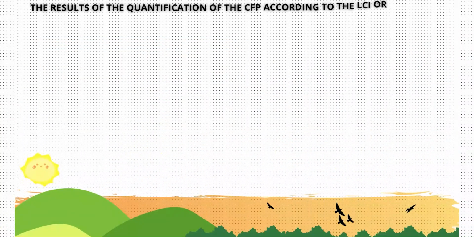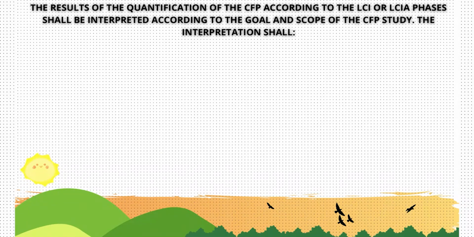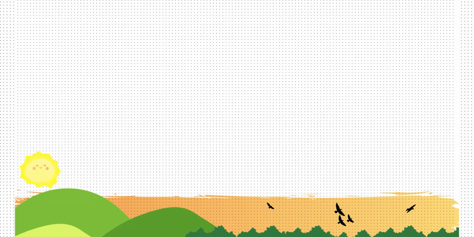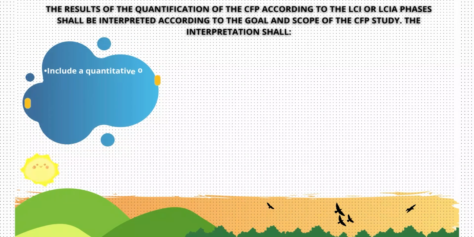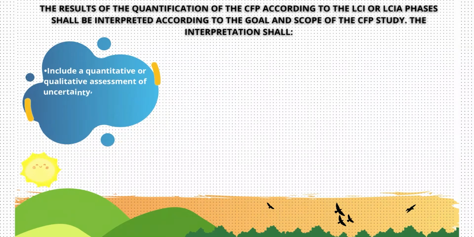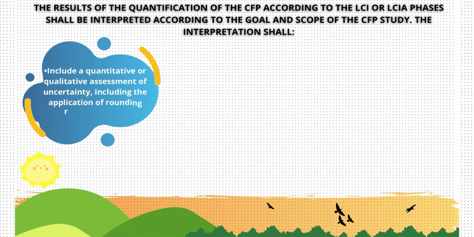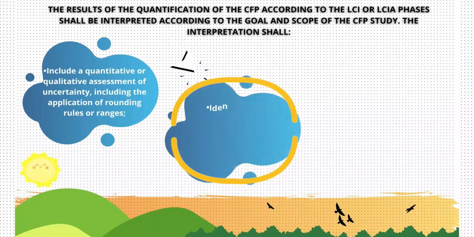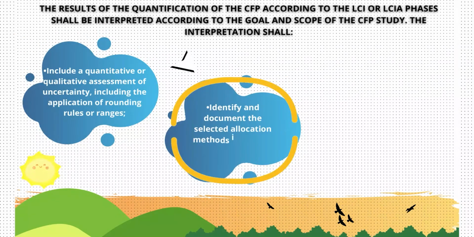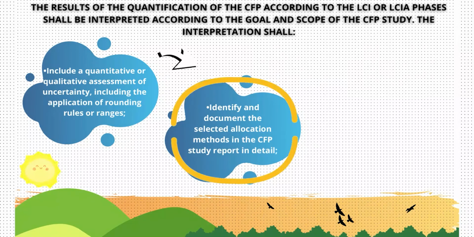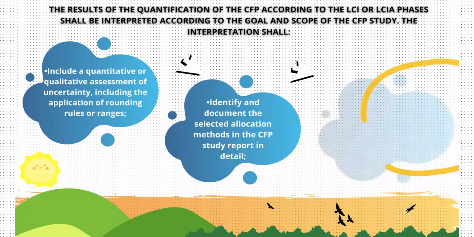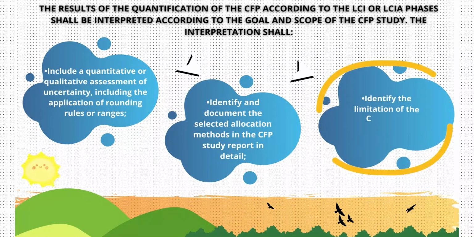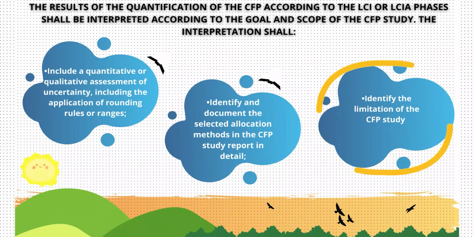The results of the quantification of the CFP according to the LCI or LCIA phases shall be interpreted according to the goal and scope of the CFP study. The interpretation shall include a quantitative or qualitative assessment of uncertainty, including the application of rounding rules or ranges. Next, identify and document the selected allocation methods in the CFP study report in detail. And lastly, the interpretation also shall identify the limitations of the CFP study.